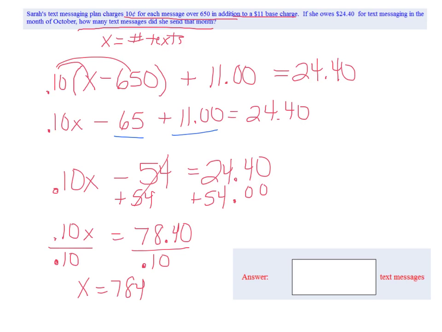Now remember what X represented. X was the number of text messages here. And so that's what we just found. She had 784 text messages that month. Now she didn't have to pay for all of them. Remember, she gets 650 free, but the question said how many text messages did she send that month? So that includes all of them. So my final answer on that is going to be 784 text messages.